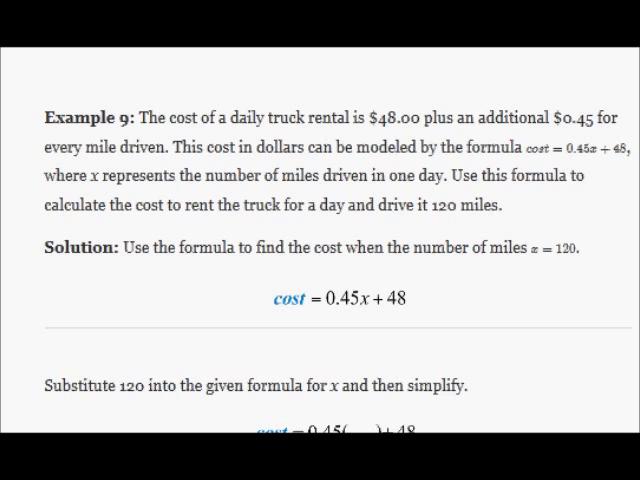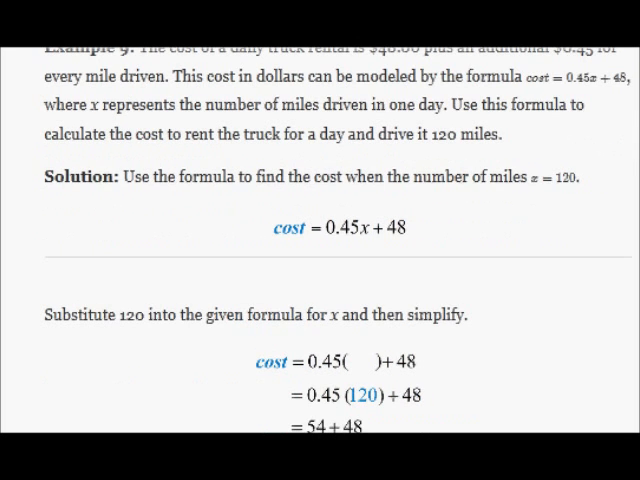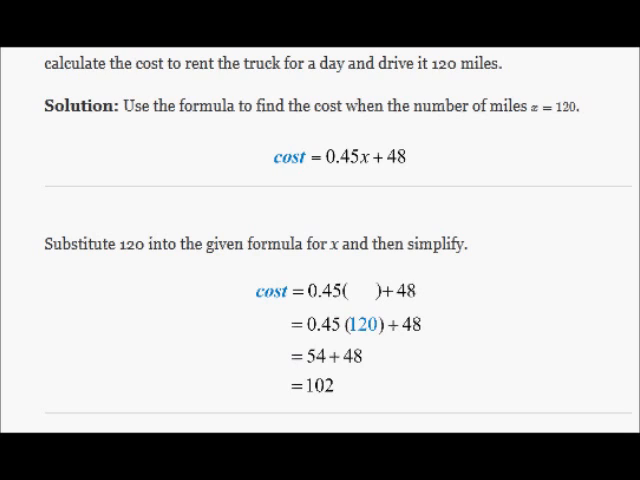Cost equals 45 cents times the number of miles, which is x, plus your constant of $48, which you have to pay no matter what. Right? So you're going to substitute 120 into the formula for x and then simplify. So here you have 0.45 times something, which is 120, plus 48.